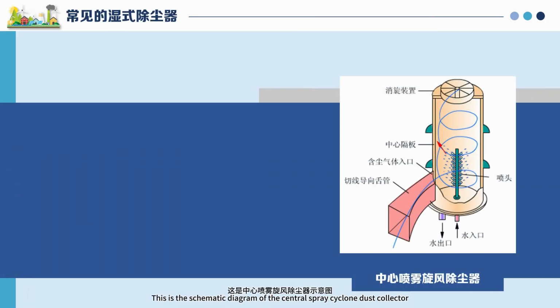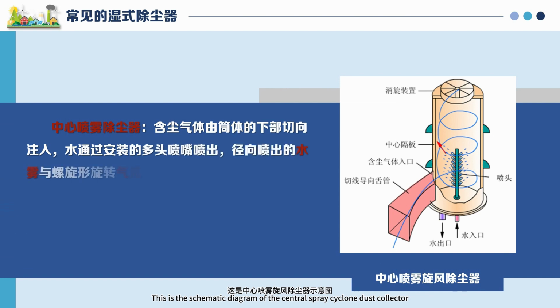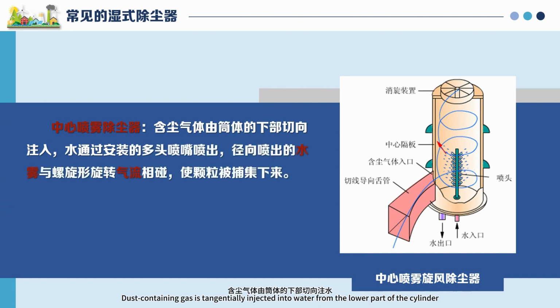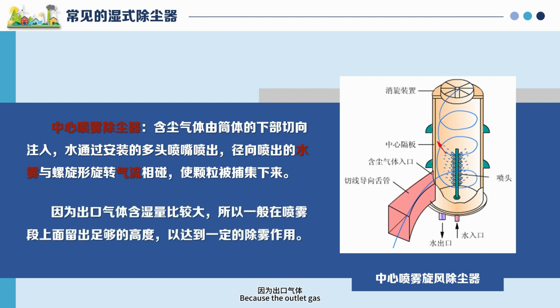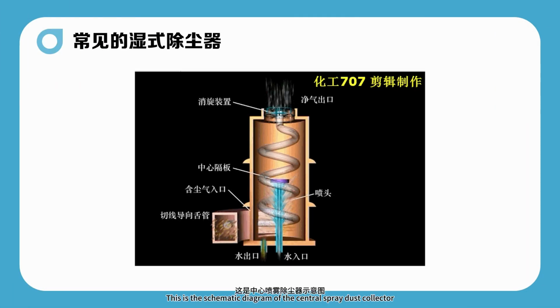This is the schematic diagram of the central spray cyclone dust collector. Dust-containing gas is tangentially injected from the lower part of the cylinder. Water is sprayed through the installed multi-head nozzle. The water mist ejected radially collides with the spiral rotating airflow, causing the particles to be trapped. Because the moisture content of the outlet gas is relatively large, generally there is enough height above the spray section to achieve a certain defogging effect. This is the schematic diagram of the central spray dust collector.